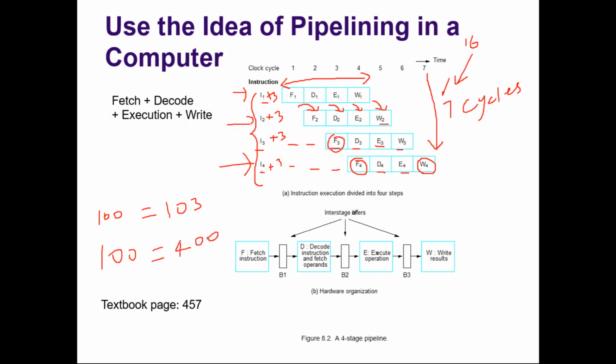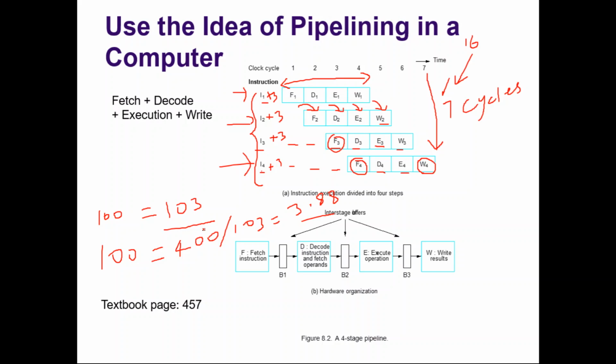So now if you divide 400 by 103, what you get is 3.88. Which is approaching 4, because we have discussed that the factor of improvement by using pipelining will be equal to the number of stages. Okay, 3.88 is close to 4, right?